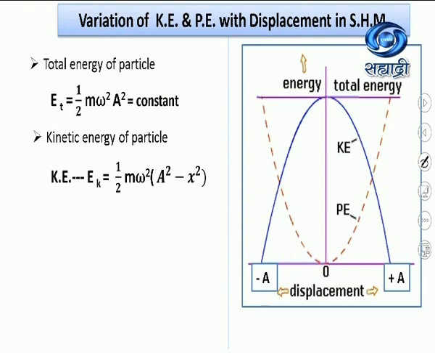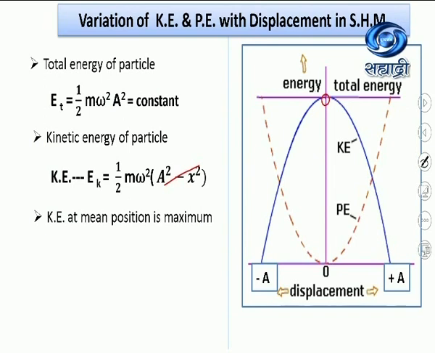O stands for equilibrium position as well as origin. Here, as per the expression, kinetic energy is maximum at the mean position, which can be observed at the equilibrium or mean position. The kinetic energy is maximum because x is equal to capital A. If we substitute over here, this term gets cancelled because x square is equal to a square, and kinetic energy becomes exactly equal to the total energy.